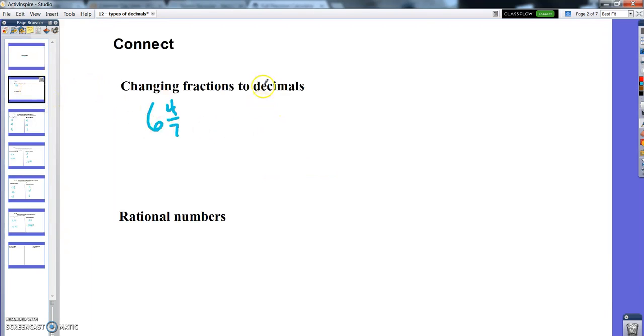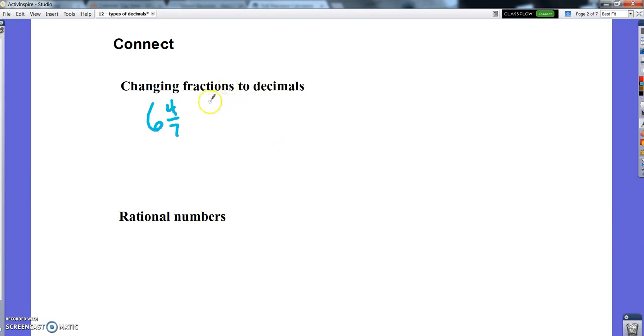All right, so real fast, quick things to review. Changing fractions to decimals. Did this in our last lesson. If instead of 6 4/7 I want to write that as 6 and a decimal, all I have to do to convert the 4/7 to a decimal is think of it as a division problem, rewrite it as 4 divided by 7, and put that decimal here.